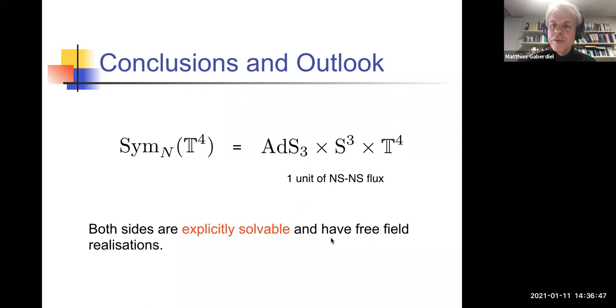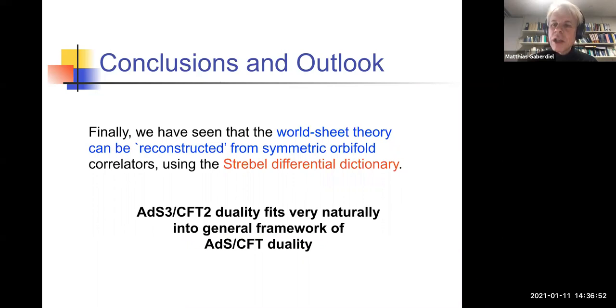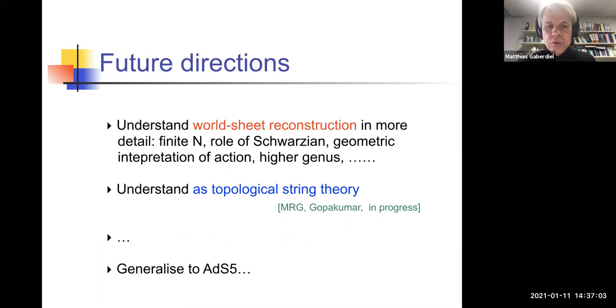And finally, we've seen that this fits naturally into this general framework in how you would believe that the worldsheet should emerge from the dual CFT by virtue of this Strebel differential dictionary. Now, there are many things to do. Obviously this Strebel differential, this matrix model, there are many open questions which it would be interesting to understand. How does this work at finite N? Can you do it without this limit? What's the role of the Schwarzian and what exactly is the action? How does it work at higher genus?